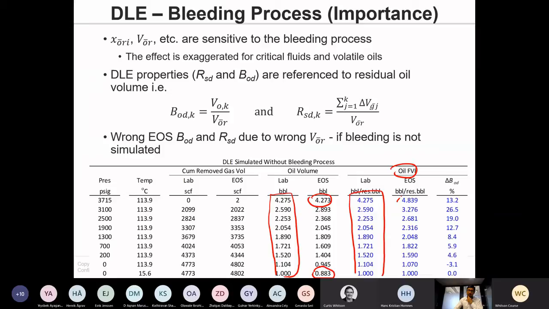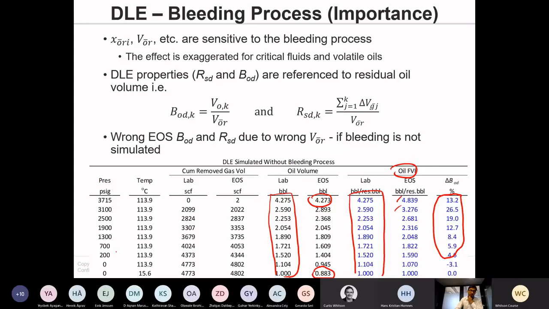So you get 4.893, similarly 3.276, and you just compare them, and you see that you have these large deviations in the oil formation volume factor between the equation of state model and the lab data.